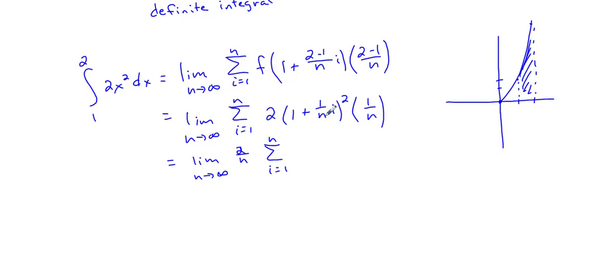Okay, so we're squaring a binomial, so that'd be 1 squared plus 2 times this, which would be 2 over n times i, plus the b term squared, which would be 1 over n squared times i squared. Since we have more than one term in the argument of our sigma, I'm going to put parentheses around it all.